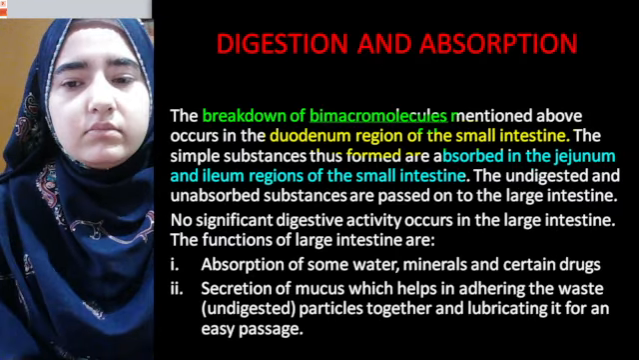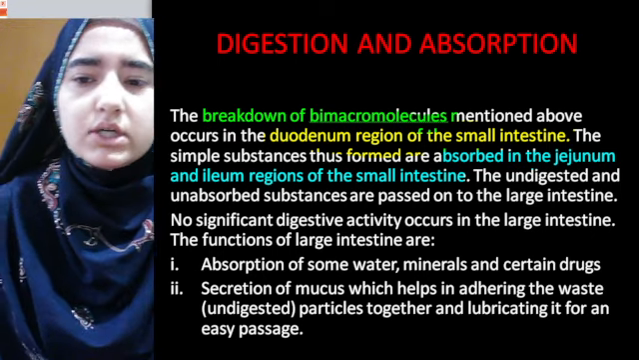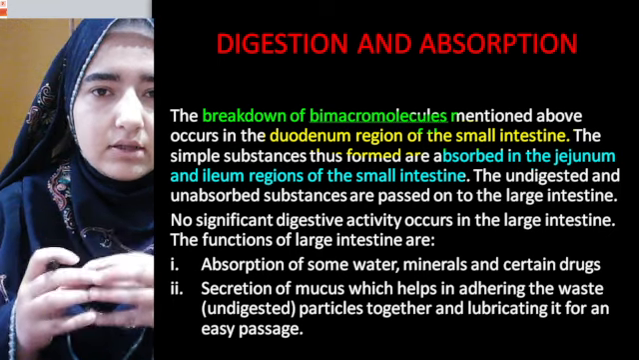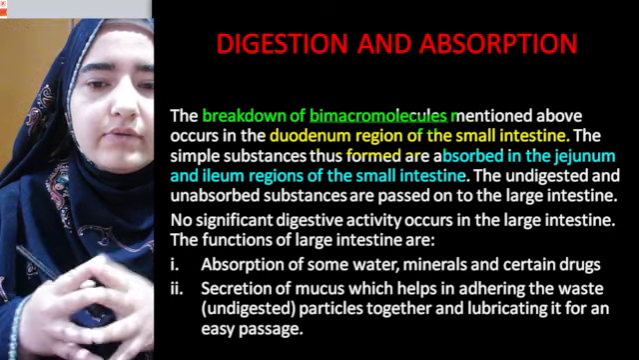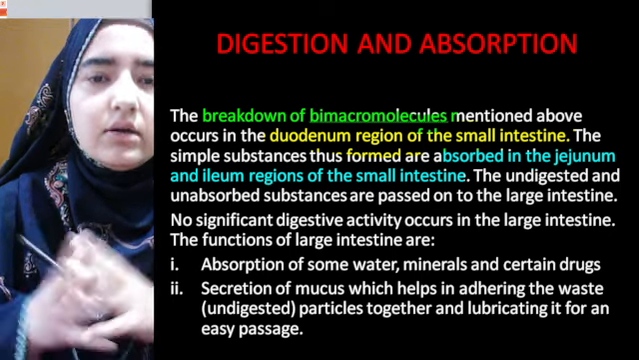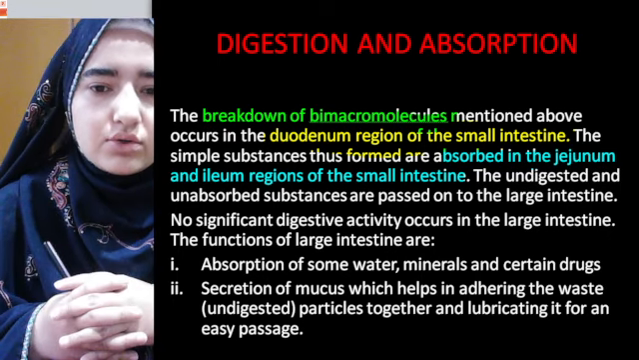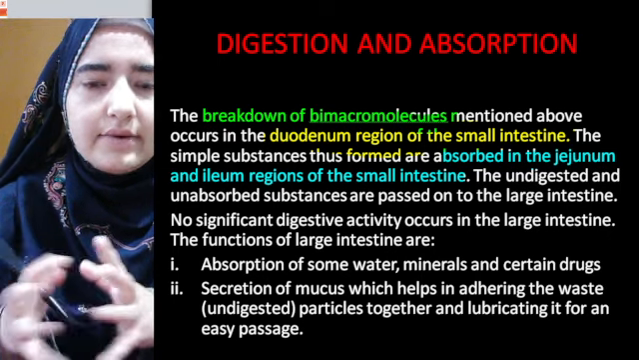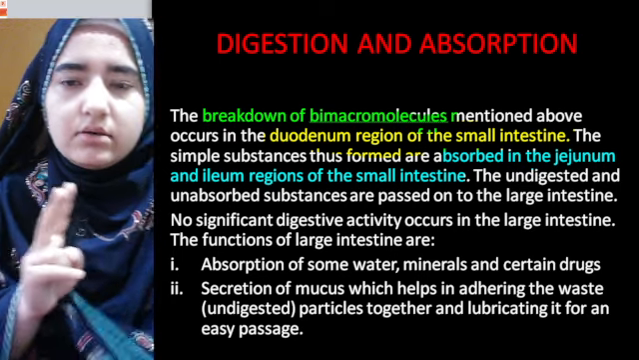Similarly, the large intestine secretes a kind of mucus which helps in adhering the waste undigested particles together, so that during defecation the lubricating substances will lubricate there, thus allowing an easy passage. So that defecation will take place without any hindrance. Two main functions took place in the large intestine.